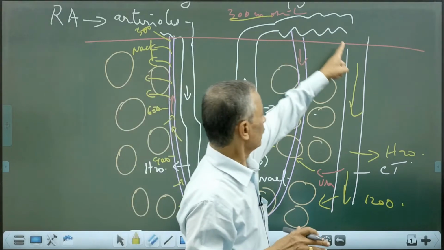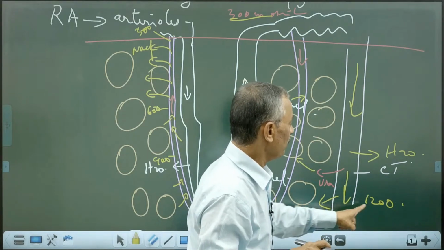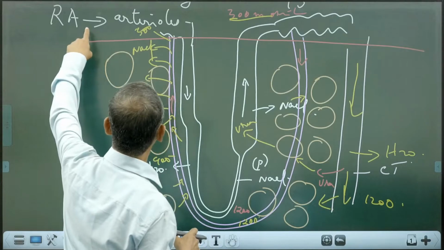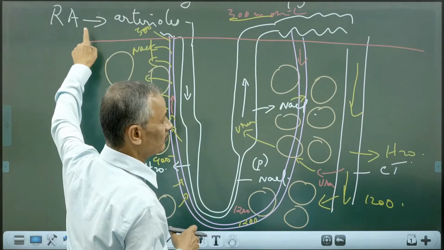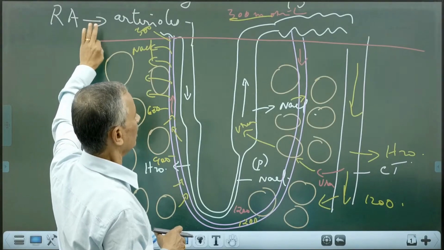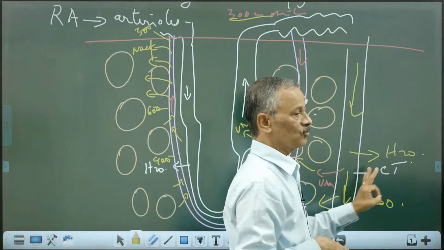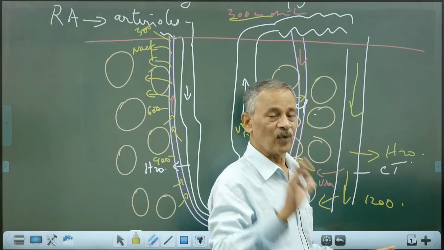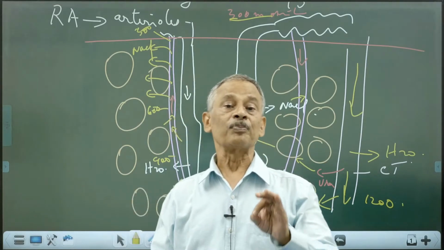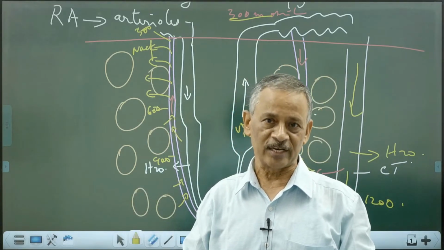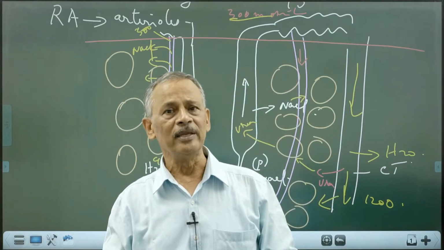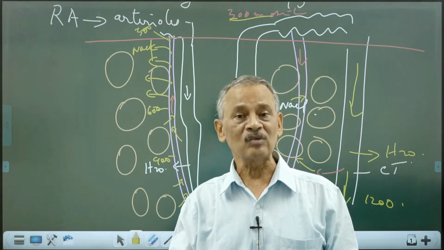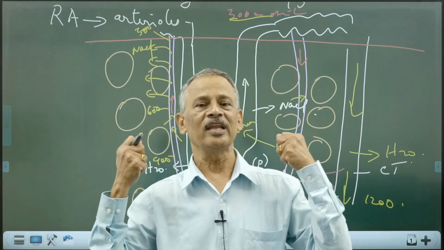So the urine that is finally passing out will have the same salt concentration, 1200. The urine that formed first, primary urine, is having the same salt concentration as that of the blood, that is 300 milliosmol. The final urine that is going out will be having a concentration of 1200. That is why I told you that the urine is made 4 times concentrated. So our kidney is not only simply filtering and sending out the urine, but also making it concentrated so that most of the water is absorbed.